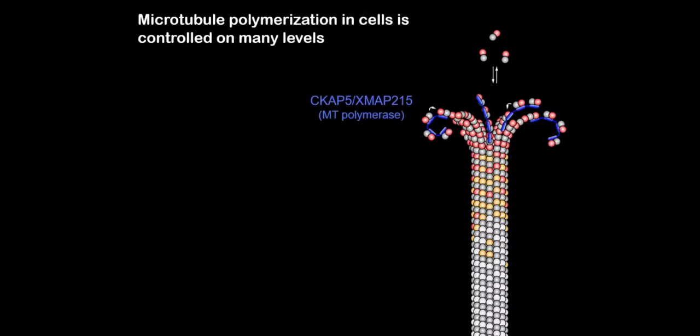Cells control microtubule polymerization dynamics and microtubule network organization on many levels. For example, CLASP5 or XMAP215 is a microtubule polymerase that facilitates the addition of GTP tubulin dimers to growing protofilament ends, and by itself, XMAP215 accelerates polymerization of pure tubulin by 5 to 10-fold.